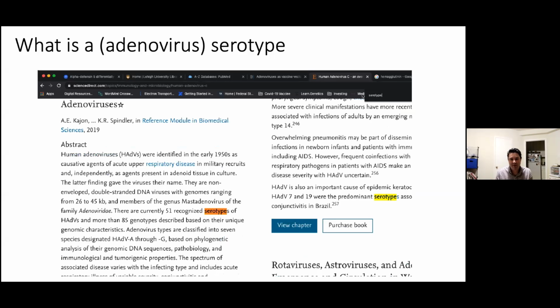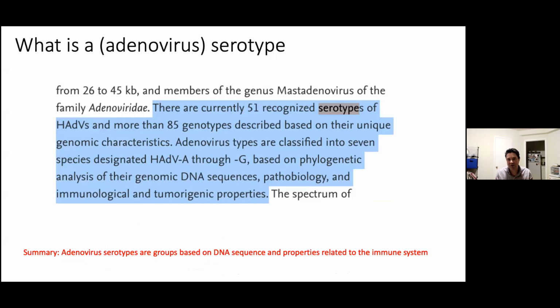And it turns out, I think the third time I searched the word, there is a paragraph here, and it's actually within the abstract, that discusses what an adenovirus serotype is. So we're narrowly focusing in on this. There are 51 recognized serotypes of adenoviruses, 85 genotypes based on their unique genomic characteristics. So as soon as I see genomic characteristics, I'll automatically think nucleic acids. And then it goes on to say, adenovirus types are classified into 7 species. That's where that word species pops up again.